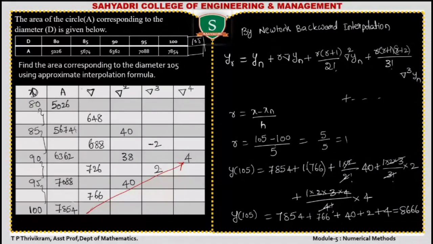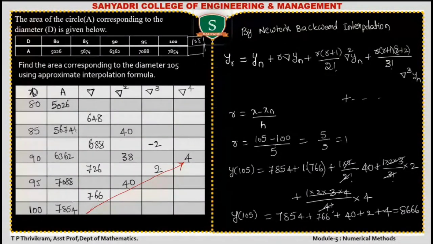Okay. So this method is common for all, this table is common for all the methods. Forward difference or backward difference, whether you take forward difference formula or backward difference formula, the table will be same, only the formula will change. Backward means plus will come, forward means minus will come. Okay. So check with this. If you get any doubt, let me know.